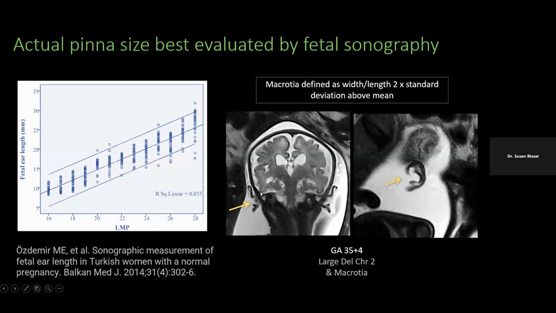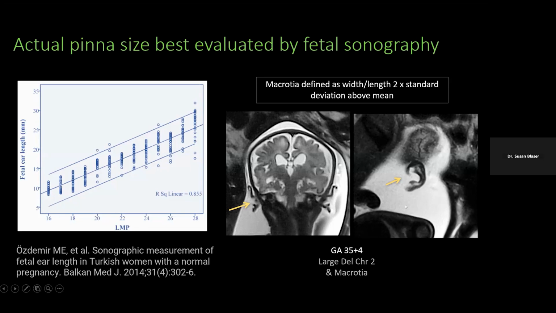Now let's take a look at fetal size or pinna size. That's really best evaluated by fetal sonography, and so hopefully your OB and MFM people who are performing these are actually doing the measurement. So this has all been worked out. This was published back in 2014, and you can see there's a fairly wide range, although the range does change with age. The LMP is down here at the bottom. So here is a 35-week gestational fetus who happens to have prominent pericerebral fluid spaces, big head, and they do have very large ears, so they have macrotia.